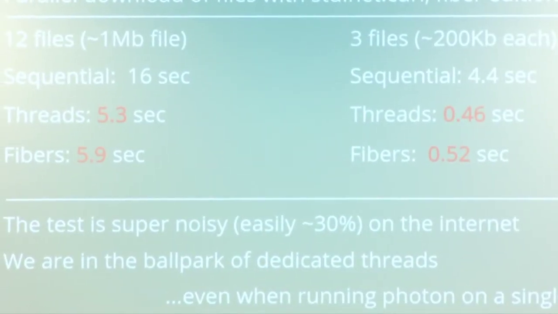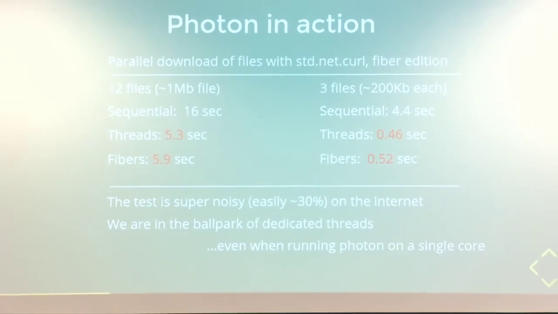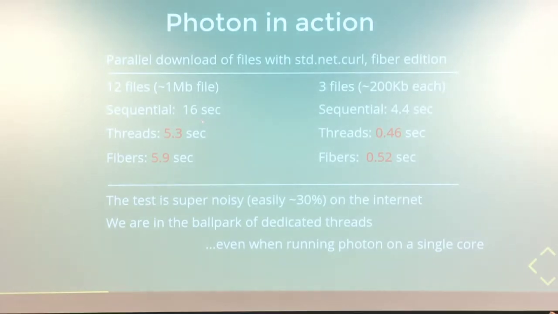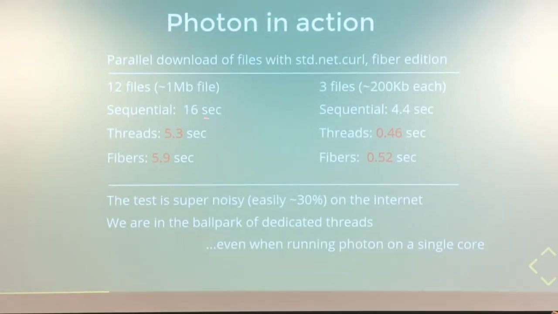I tried this sequentially, with threads, and with fibers on top of Photon. And the timings are bad. I mean, it's the internet, right? So you should look at the order of magnitude, basically. And they're flaky. But the idea is sequential is roughly 16 seconds, with threads 5 something, and with fibers almost 6, but it's the same order of magnitude. If you keep running it, you can switch them around. Sometimes threads are faster, sometimes fibers. It's not the scheduler here. So the idea is we are at the same speed as threads, and it is a standard library, and it works. And this was the whole point.